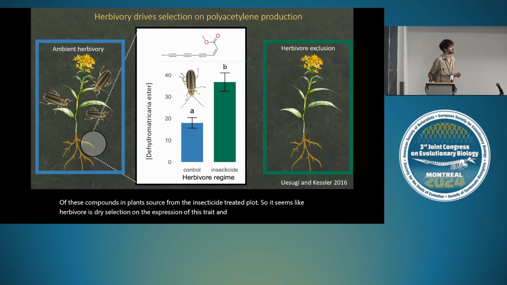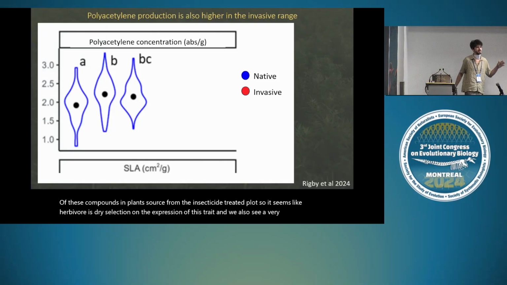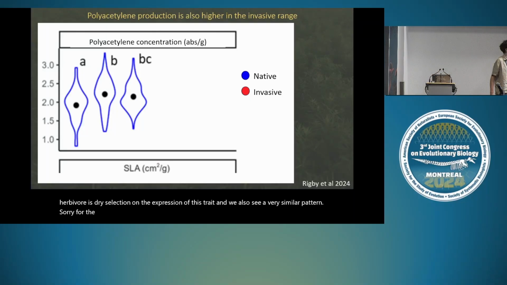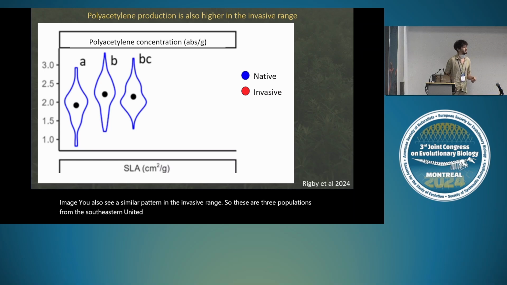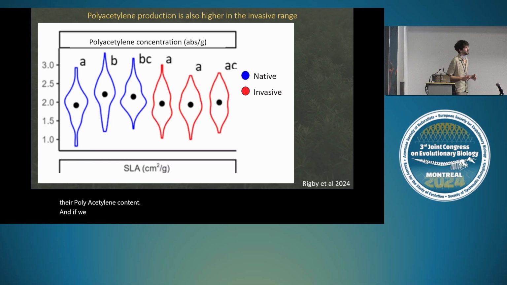And we also see a very similar pattern, sorry for the blurry image. You also see a similar pattern in the invasive range. So these are three populations from the southeastern United States. And you can see that they're all fairly similar in their polyacetylene content. And if we compare those, what happened here? This is the wrong one. If you compare those to the population from Japan, they're much higher.